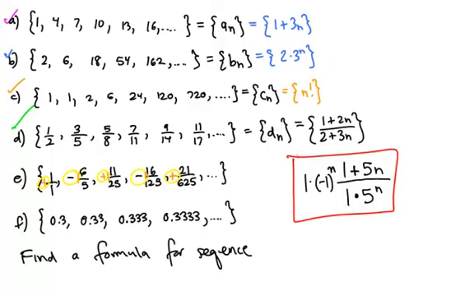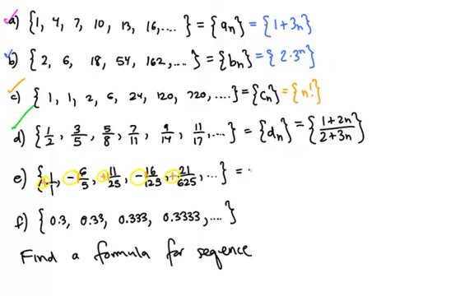So let me summarize what we've got there. The sequence En takes the form minus 1 to the n, that handles the plus minus in front. The numerator was the arithmetic sequence 1 plus 5n, and the denominator was the geometric sequence 1 times 5 to the n. And so we have a formula for our third sequence.